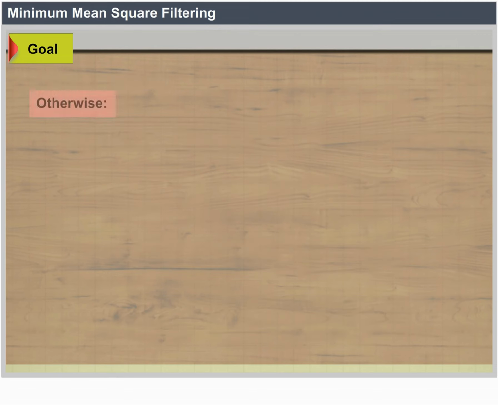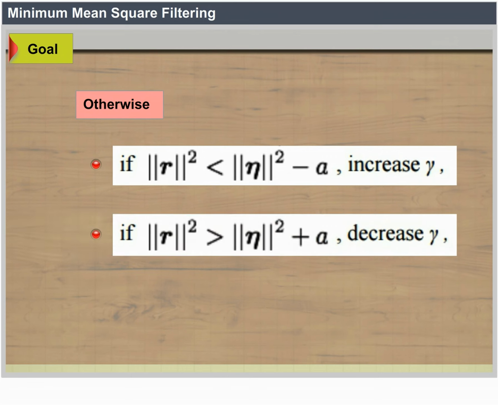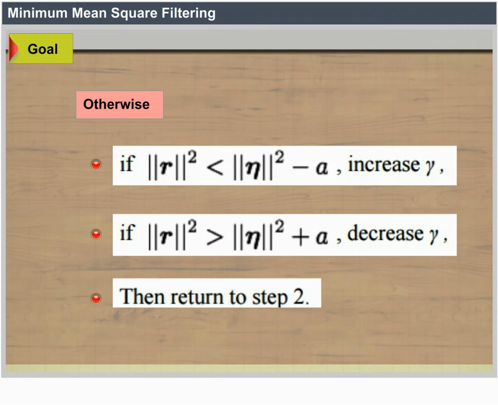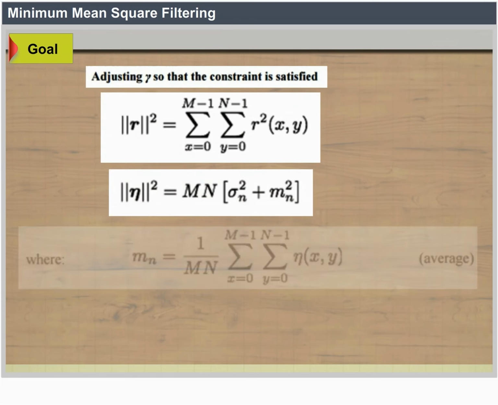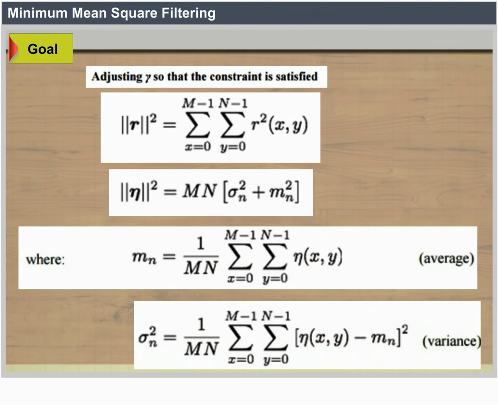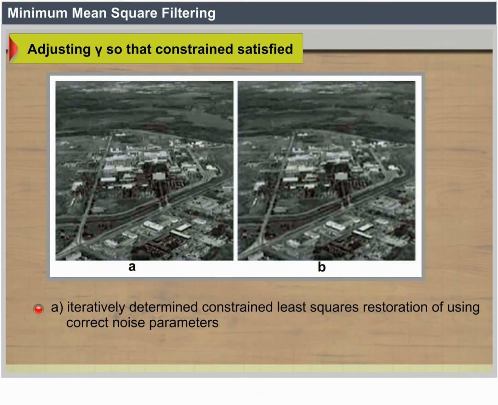Otherwise, if mod of gamma squared is less than mod of eta squared minus A, increase gamma. If mod of gamma squared is greater than mod of eta squared plus A, decrease gamma. Then return to step 2. Adjusting gamma so that the constraint is satisfied, the equations take the form shown on the screen. Iteratively determine constrained least squares restoration using correct noise parameters. B. Result obtained with wrong parameters.